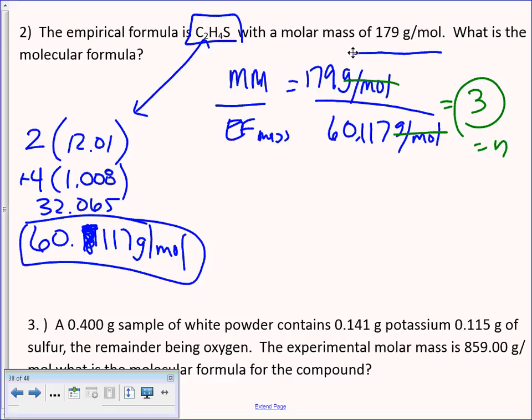It's basically saying, how many times does this little empirical formula go into the molecular formula? So there's a multiplier here. The big number over the small number gives us 3, but we're still not done. That's just the multiplier. How do I find the molecular formula? So you're doing C2H4S and multiplying by 3. That's where n goes. And so what's the MF?